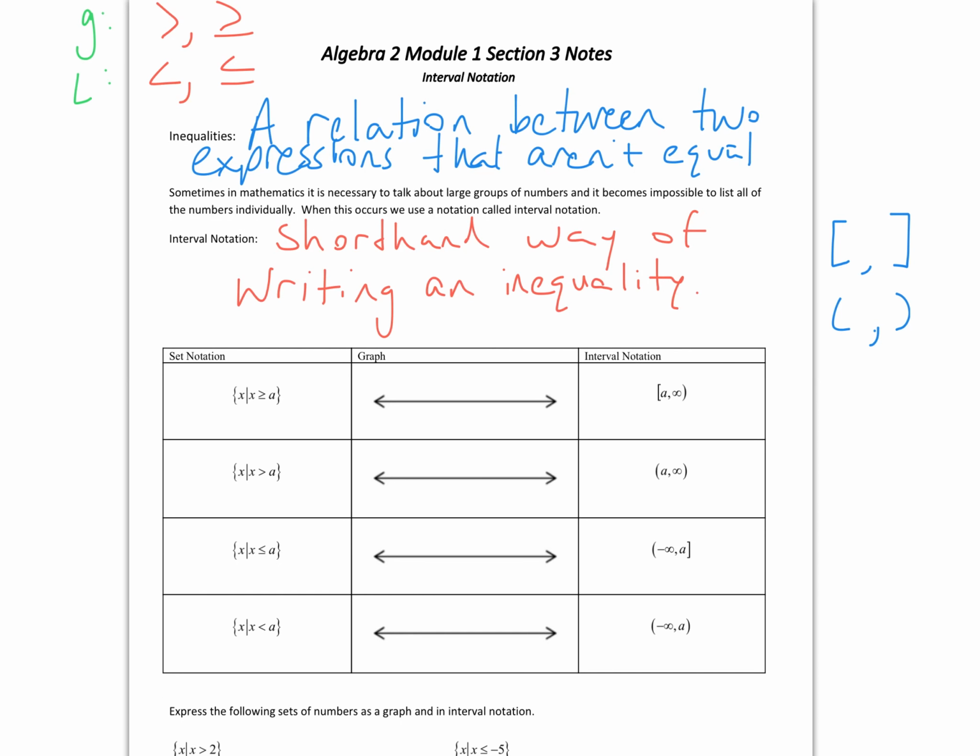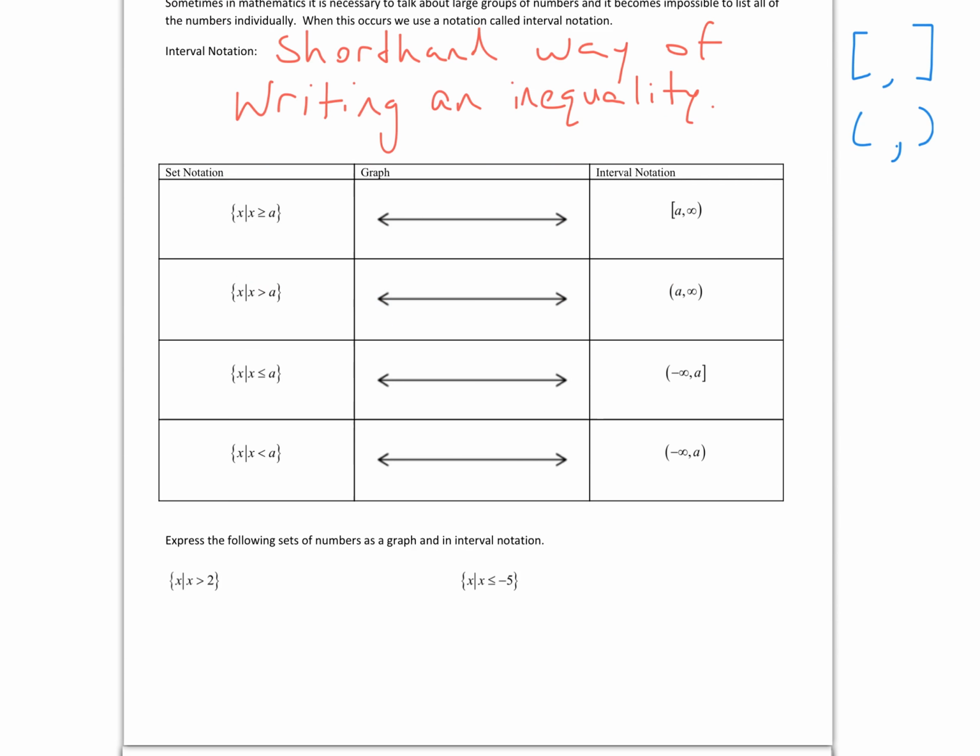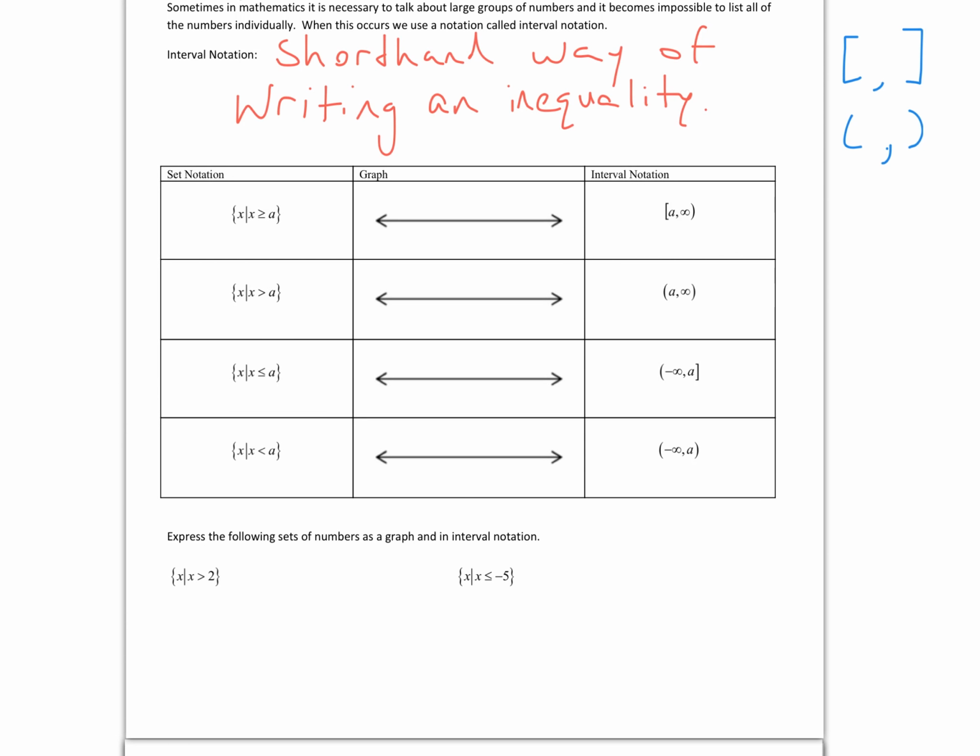So what I have coming up next is three columns. One, I give you the set notation. So this is the inequality. X is greater than or equal to A. A can be any number. A could be 4, A could be 100, A could be 0, A could be -1, whatever. So X is greater than or equal to A.